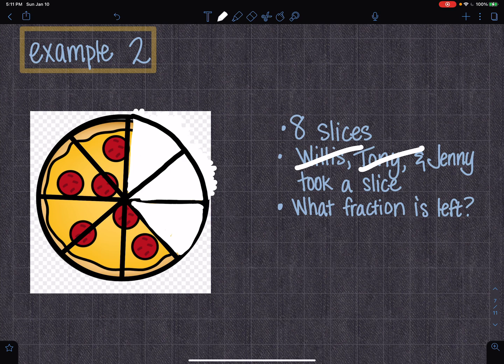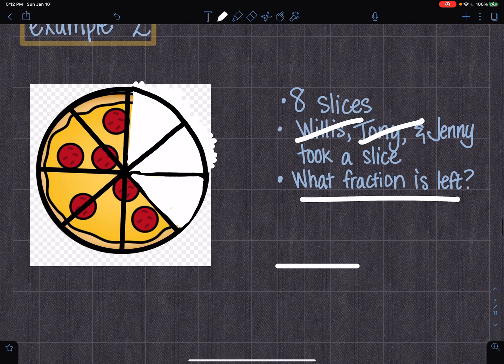Okay. Now, what fraction is left over? So I'm going to make a fraction. The number that goes on the bottom of the fraction is the total number of slices, even the ones that are gone. And I know I cut it into 8 pieces. Let's double check again. 1, 2, 3, 4, 5, 6, 7, 8. Yep, so I'm going to put an 8 on the bottom. How many is left over out of the 8? 1, 2, 3, 4, 5. So 5 out of 8 pieces is left over.